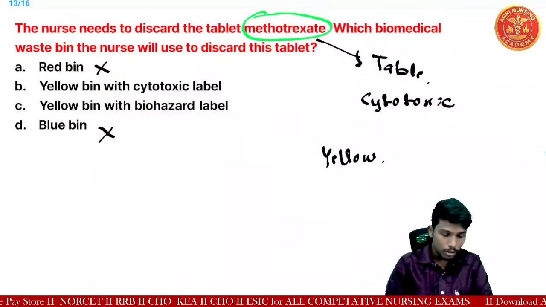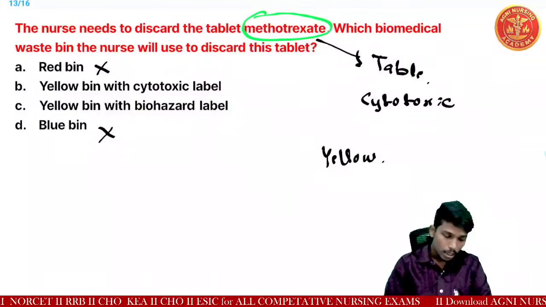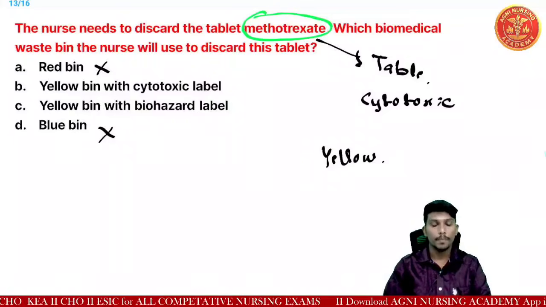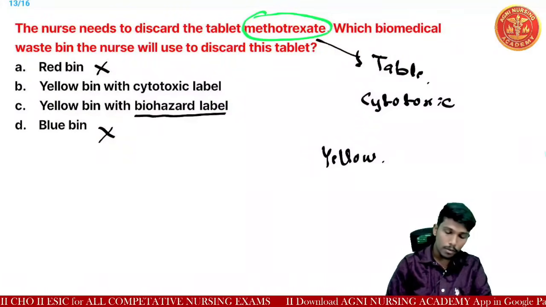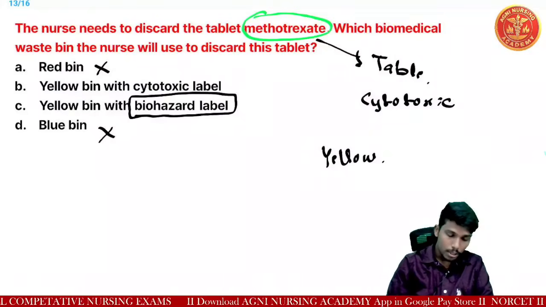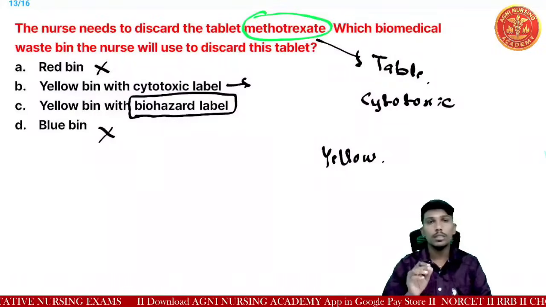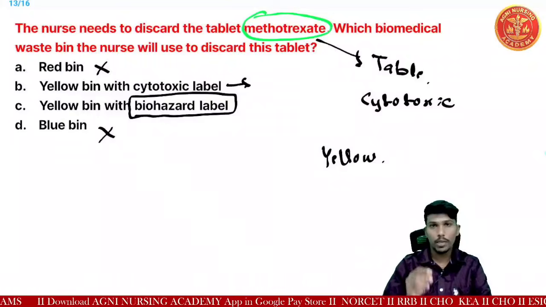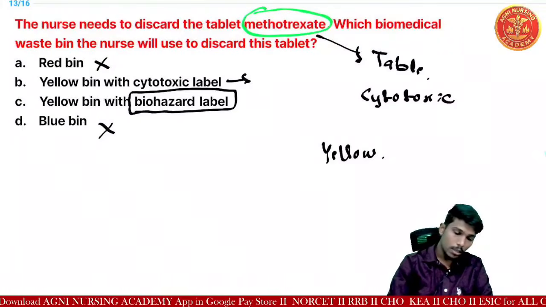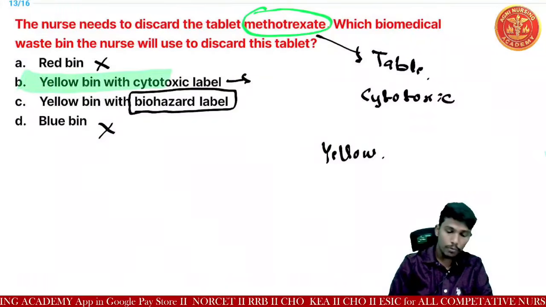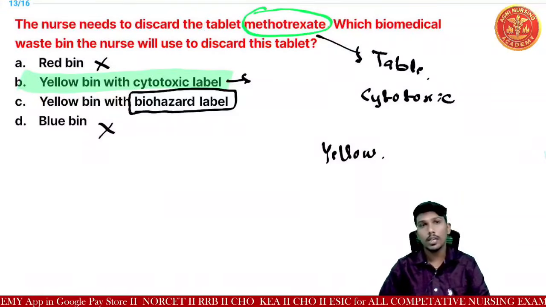Then coming to the yellow, there are two options: yellow bin with the cytotoxic drugs label and yellow bin with the biohazard label. The biohazard label should be there for all the bins, but here the cytotoxic label should be there for the particular cytotoxic drug waste. So the answer to this question is B, yellow bin with the cytotoxic label. This is the correct answer.